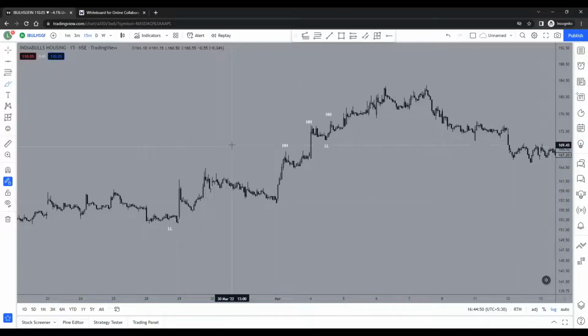You see, we can label this as a higher high. We can label this as a lower low. We can label this as a lower low. So the thing which needs to be understood is that we need to figure out the highest point in the screen, or the area we are concerned about, and the lowest point.